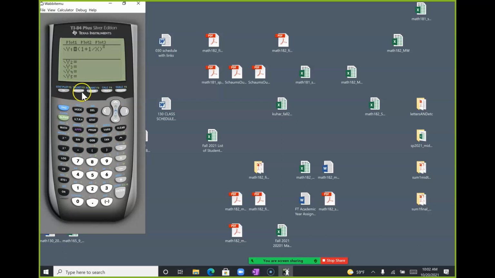I want to take my window, my table set, and I want to be in control of it. So I'm going to make my independent variable ask, let the calculator ask me for the independent variable. So for the values of x, for the number of times I compound. And now look at my table. So it's ready for me to compound it once. So let's compound it once. I hit 1 and I hit enter.